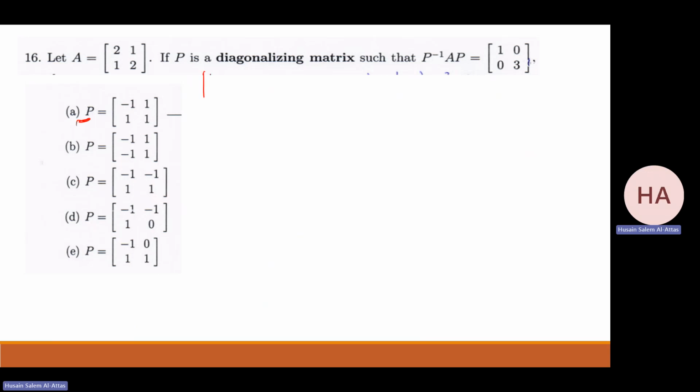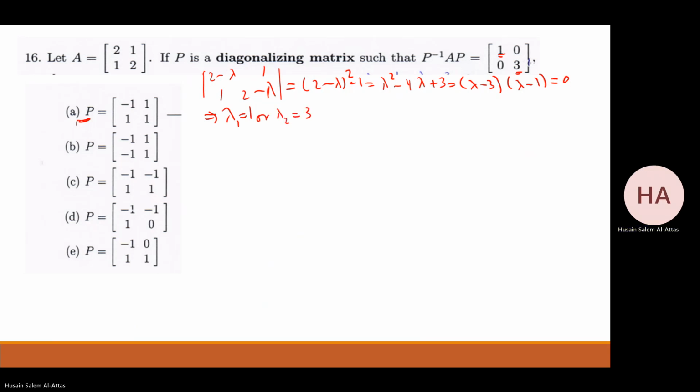Okay. So I will do 2 minus lambda, the eigenvalues. Then I will find the eigenvectors. That will be 2 minus lambda squared minus 1. That will be lambda squared minus 4 lambda plus 3. And that will be lambda minus 3 times lambda minus 1 equals 0, which is good. So I have lambda equal 1 or lambda equal 3. I know the order. So it should be lambda equal 1, the first one.